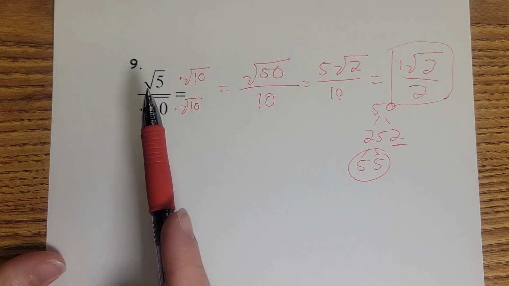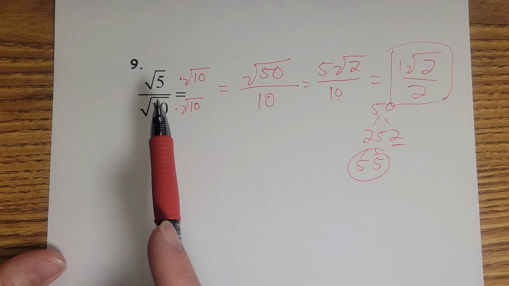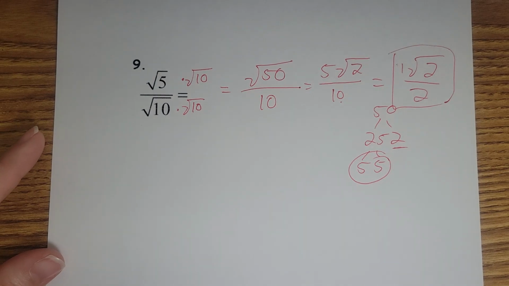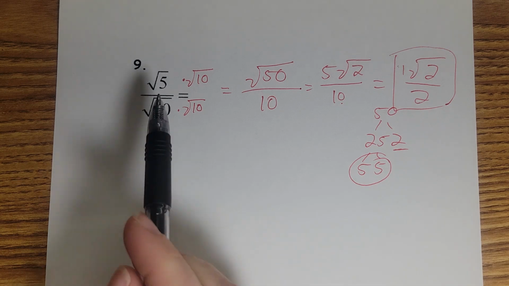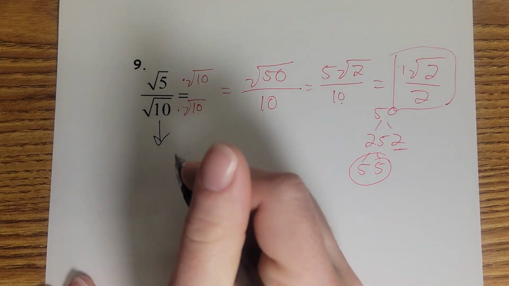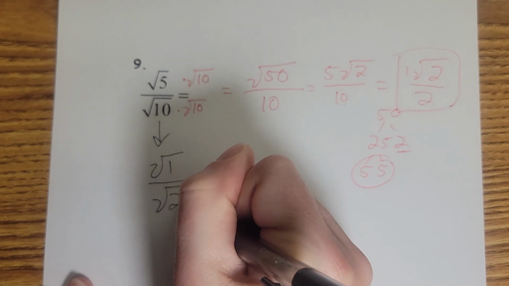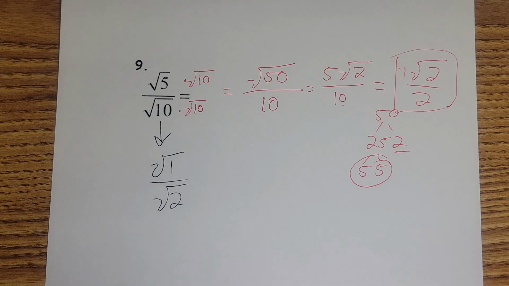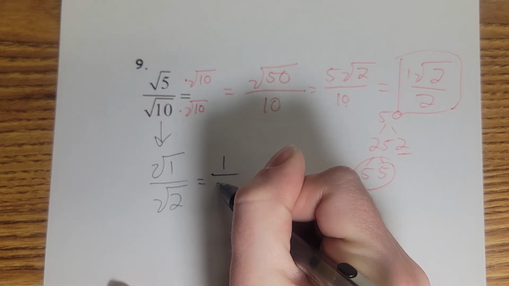I could simplify first. This is 1 over 2. Let me switch colors maybe. So knowing that the 5 and the 10 are both radicands, I could simplify those and make it radical 1 over radical 2. Because 5 over 10 reduces to 1 over 2. And then the square root of 1 is 1.